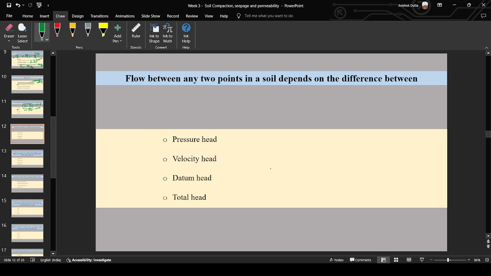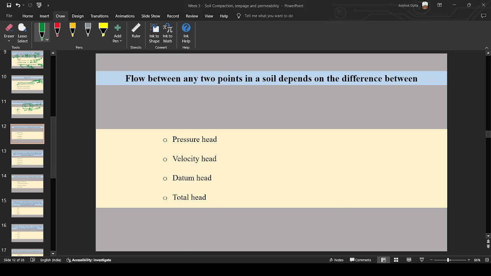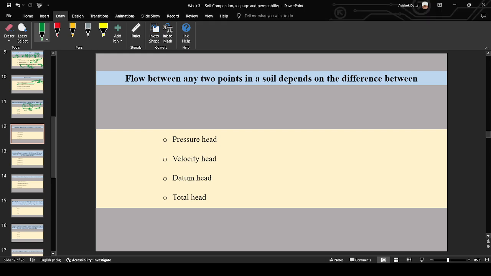So all three combined initiate the flow of fluid between any two points in a soil mass or in a pipe, anywhere. Whenever water is flowing, it is flowing because all these three factors combinedly initiate the flow of water. So total head is the correct answer.